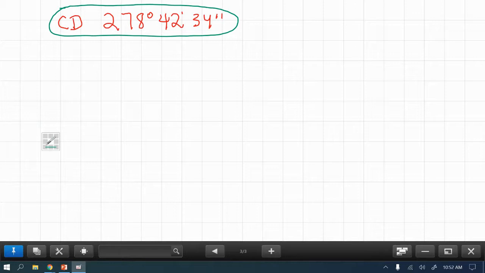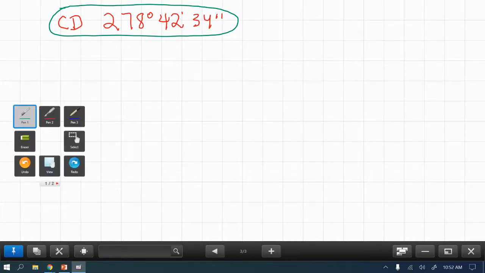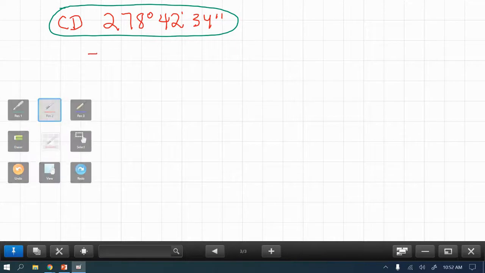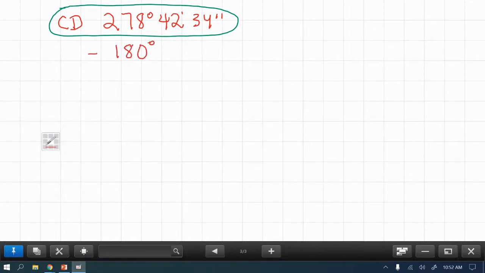Okay, so I'm gonna flip back over. Before I do, is that greater than 180 or less than 180? Great. So I need to subtract 180. 98, 42, 34. Somebody check that, make sure I did my math right. Yep. All right, so that's back azimuth from D to C.